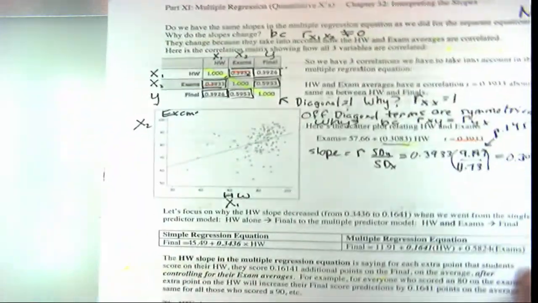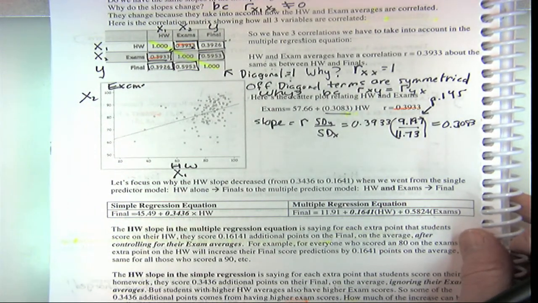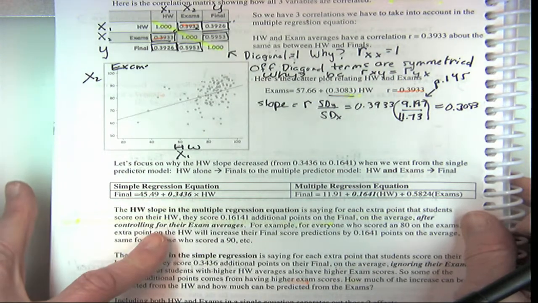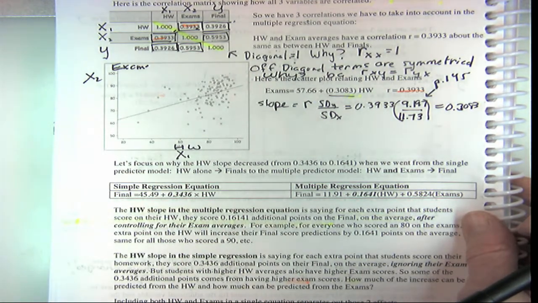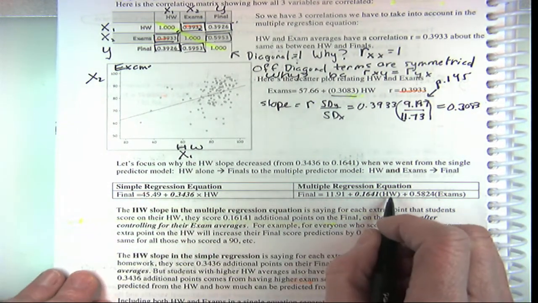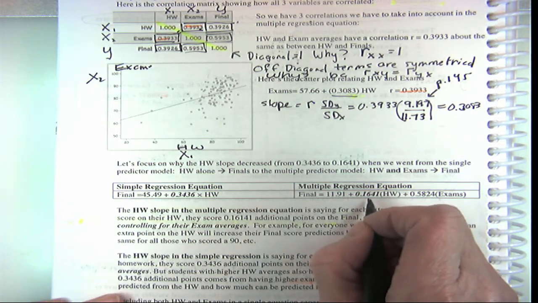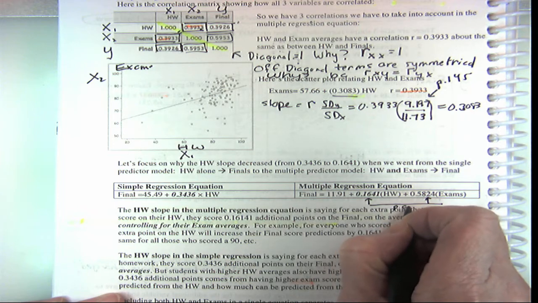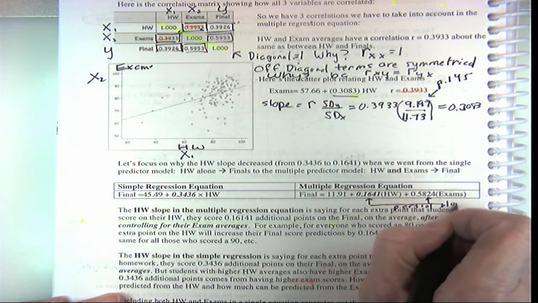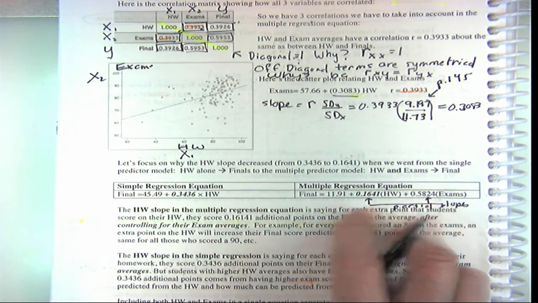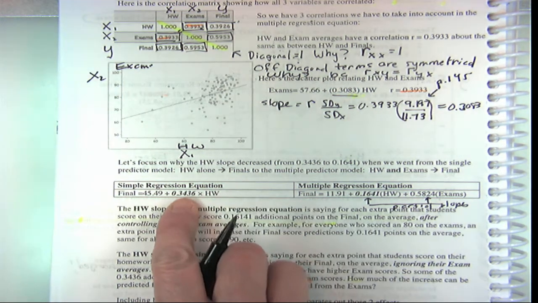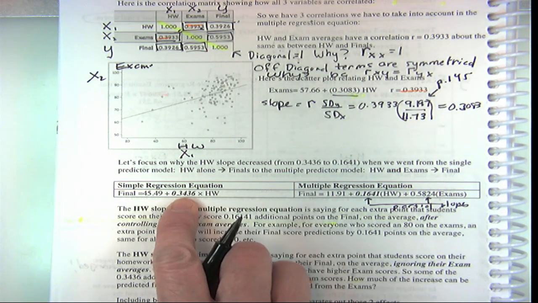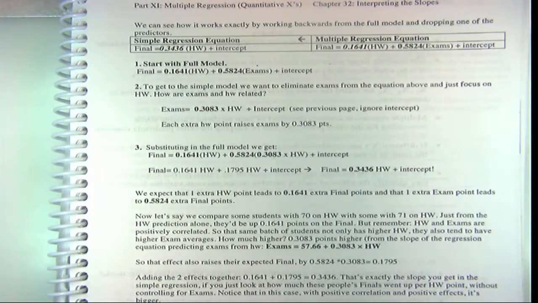Let me see if I covered everything I want to here. I think so. You should read all this, but I'm not going to read it for you. These are the partial slopes again, right here, maybe I should say. Those are called the partial slopes. And I'm going to show you how to go from this partial slope to this slope that ignores exams. So let's do that.